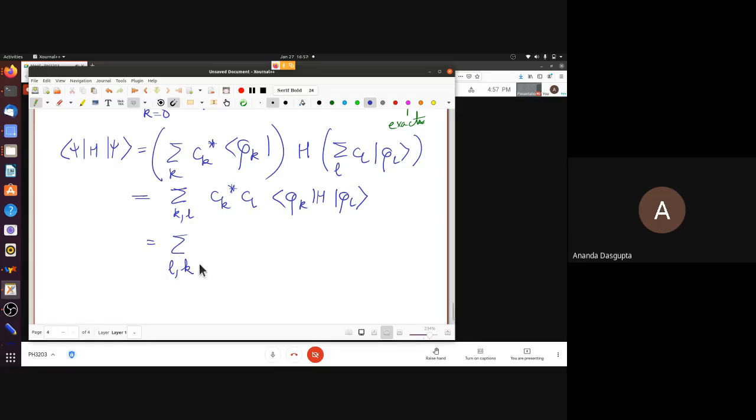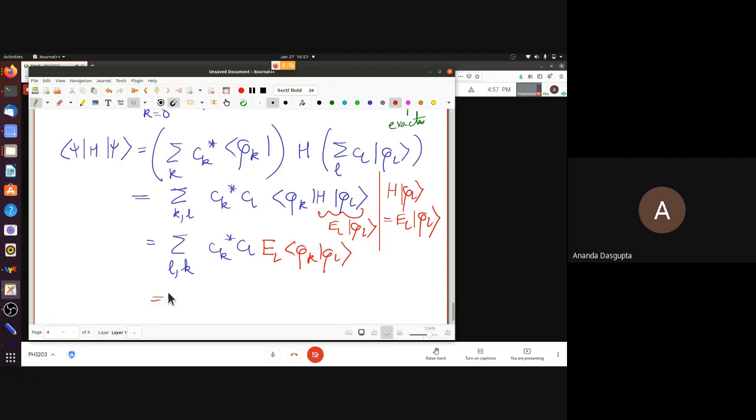So next step, use the fact that H phi l, we know this, that these are energy eigenstates. So H phi l is simply E_l phi l. And E_l, of course, is an energy eigenvalue, so it can come out, it's just a number, so it can come out of this calculation, and you are left with the phi k phi l overlap.